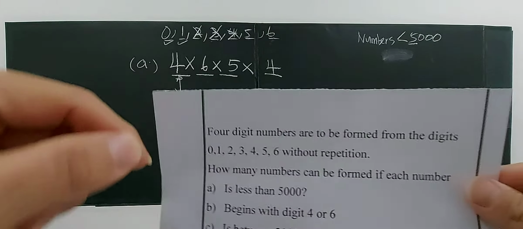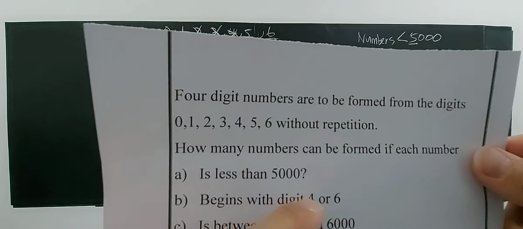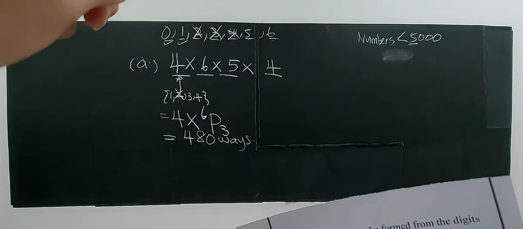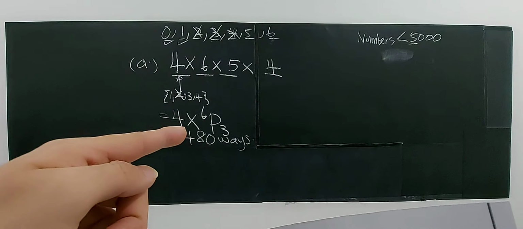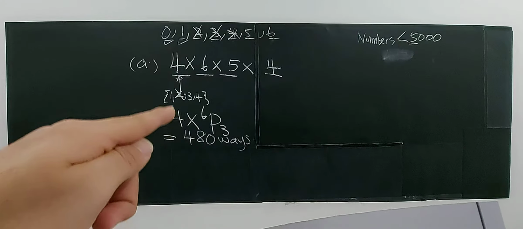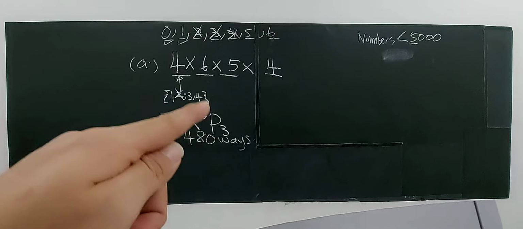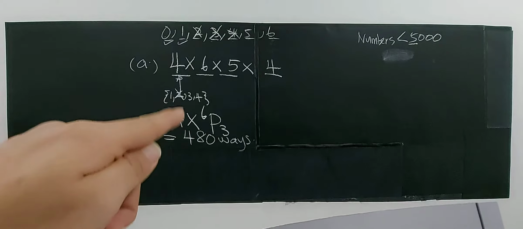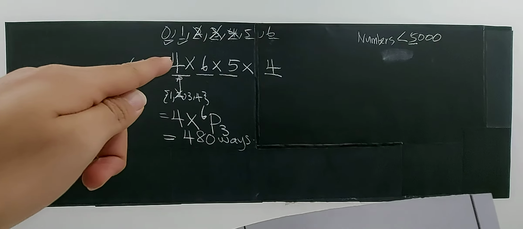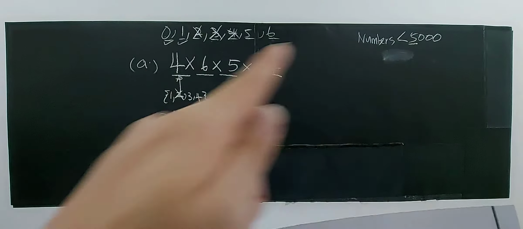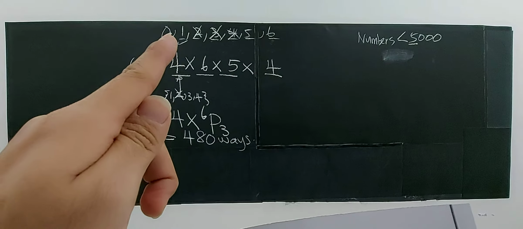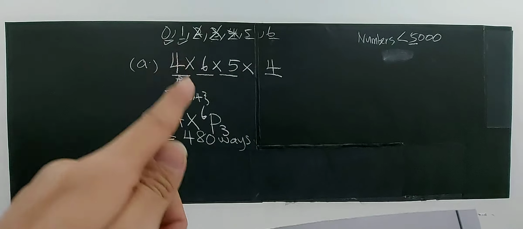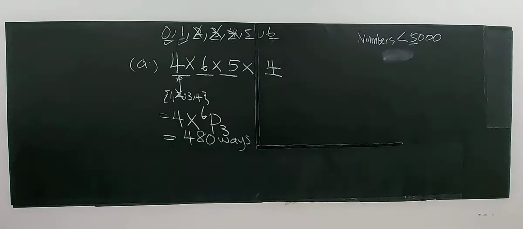But now you begin with digit 4 or 6. It can only begin with digit 4 or 6, which means we have 2 choices for the first one. We multiply by the next one, which has 4, because we need a number less than 5,000. The number cannot start with 5 and 6, and also cannot start with 0, right? So we have 4 choices. So now look at part B.